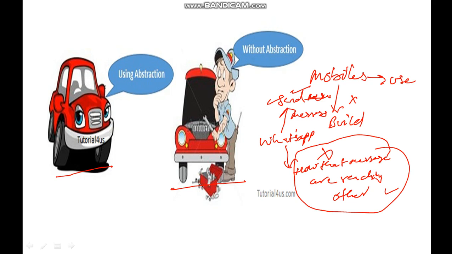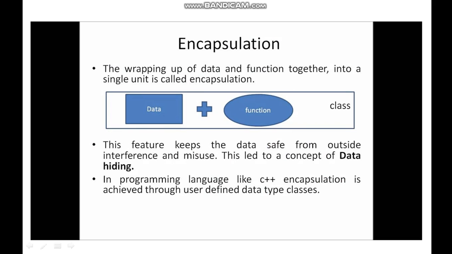Next principle we will see. Next principle is encapsulation. Encapsulation means wrapping up of data and function together into a single unit. Here we are combining data and functions into a single unit, which is called a class. Previously I explained that in a class or object we can combine both data and function into a single unit. This feature will provide data security. We'll see with an example.